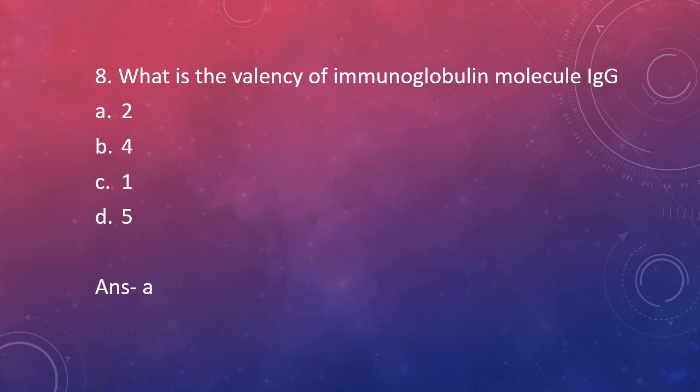Now if it would have been asked valency of IgM, now the IgM is a pentameric compound. So its valency would have been 10, right? Because each molecule would have 2 and there are 5 such molecules. So the valency of IgM is 10. Remember this, valency is always an even number. Either it's 2 or it's 10, right?